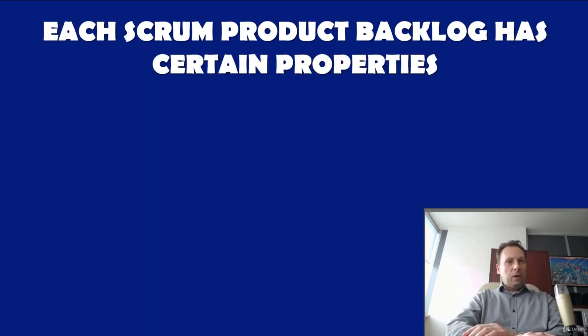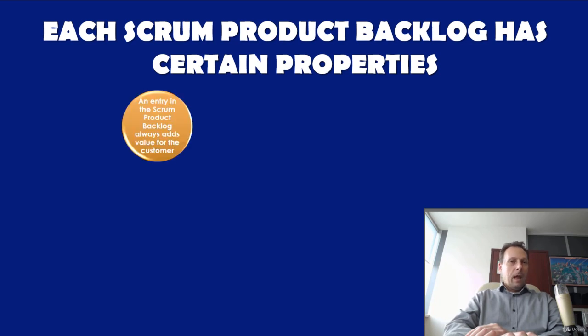Now, each Scrum product backlog has certain properties that differentiate it from a simple to-do list. An entry in the Scrum product backlog always adds value to the customer. So this is the first thing you have to remember. Entries without any customer value are pure waste and should not be presented anyway. Some tasks may not add direct value to the functionality. Nevertheless, they might add value by increasing quality or reducing incidents in the long term.